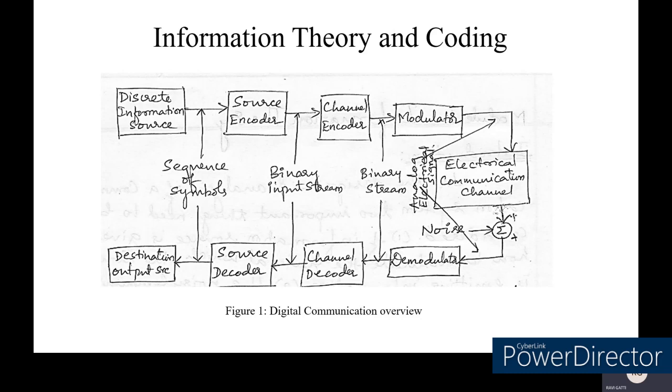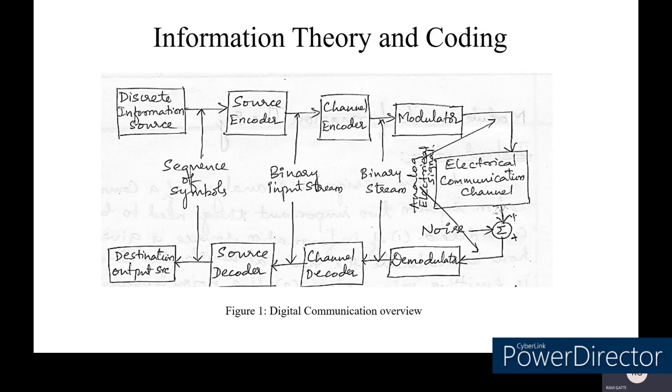The next step is that the binary stream of data has to be converted back to the source symbols. That job will be done by the source decoder. In the source decoder and the channel decoder, the reverse operations of whatever we have done in source encoding and channel encoding take place. Some of the examples I have covered in the earlier classes also.